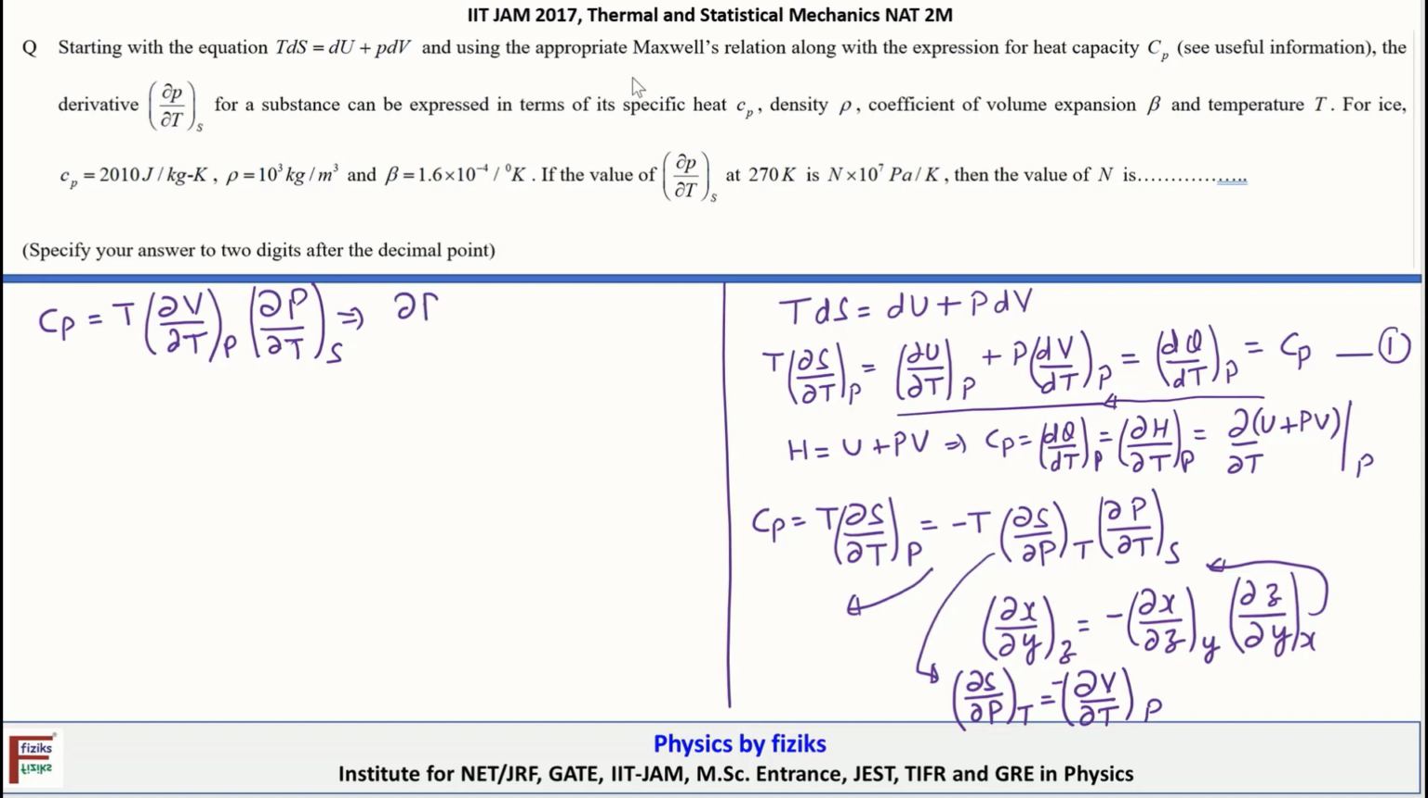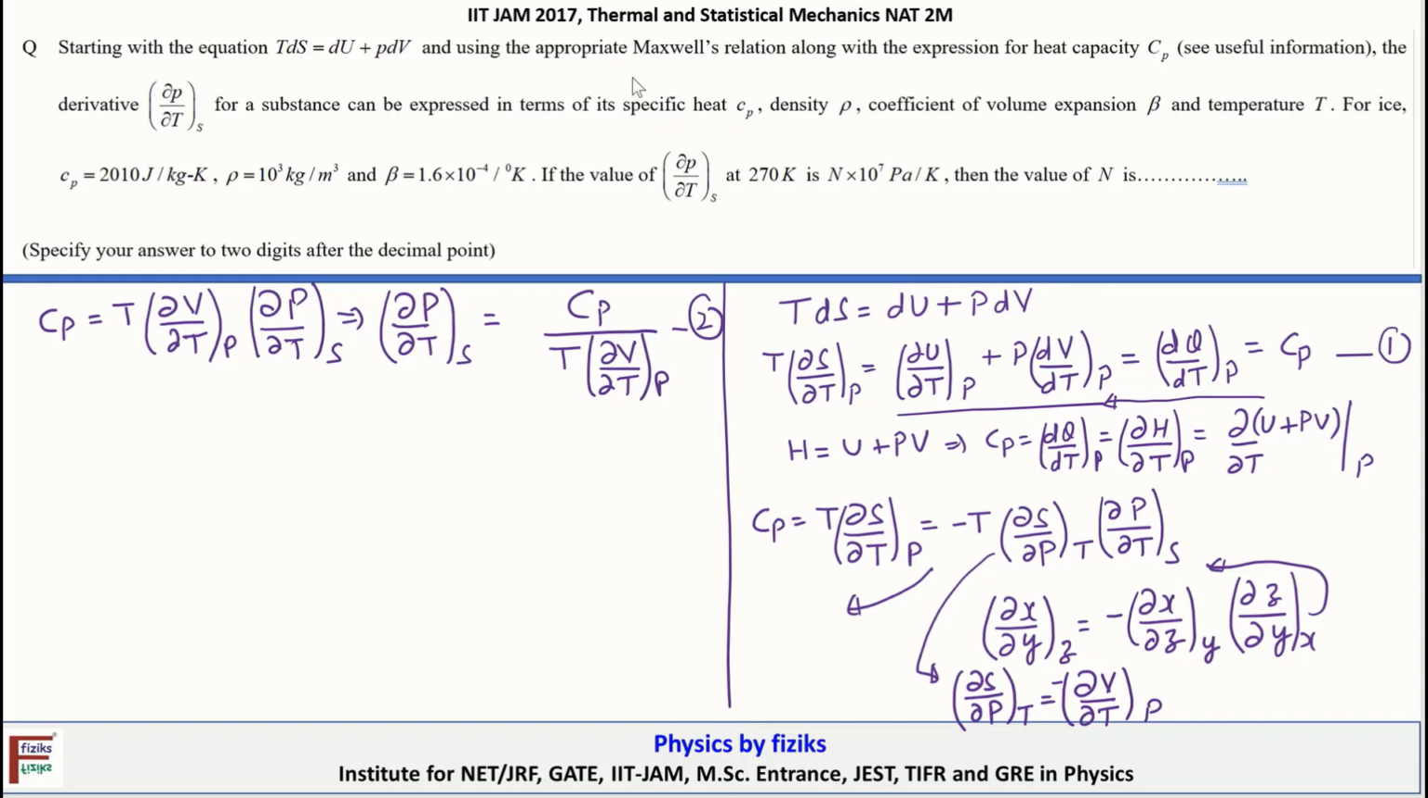which implies that dP by dT at fixed entropy is equal to Cp divided by T dV by dT at fixed pressure. Let's call this result equation 2. Basically we are interested in evaluating this dP by dT at fixed entropy.